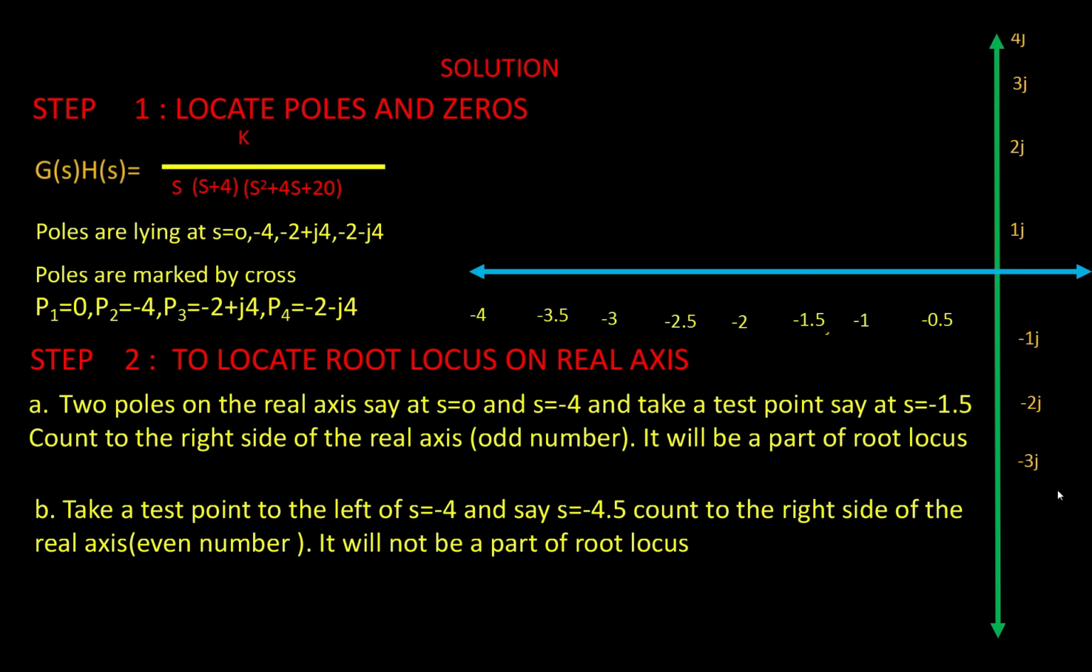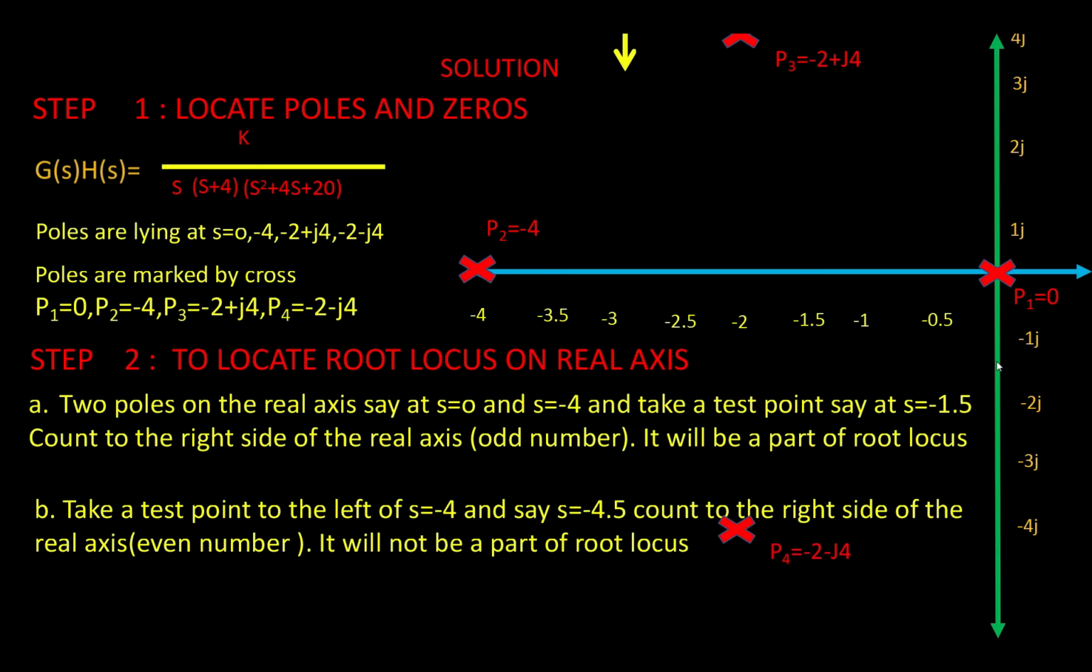Now we'll try to locate the poles in this graph. One of the poles, marked as P1, is equal to 0. The second pole is marked as P2 equal to minus 4. The third pole is minus 2 plus j4, so from the x-axis minus 2 and on the y-axis j4. Similarly, minus 2 and minus j4 we'll mark in the third quadrant. So this is the procedure to locate your poles.